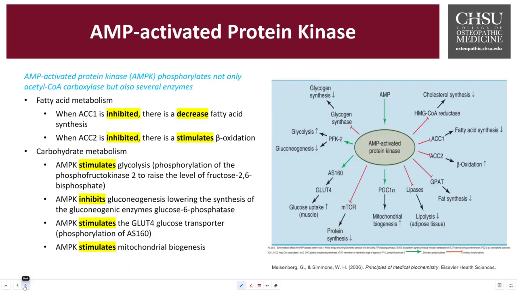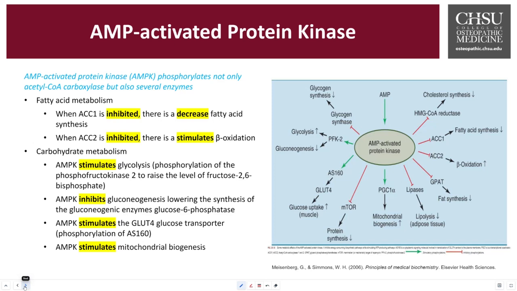AMP-activated protein kinase, AMPK, is a critical enzyme that plays a central role in regulating energy metabolism in our cells. It phosphorylates not only acetyl-CoA carboxylase, ACC, but also several other enzymes inside the metabolic pathway. For fatty acid metabolism, AMPK phosphorylates and inhibits ACC1. This will then lead to a decrease in fatty acid synthesis.